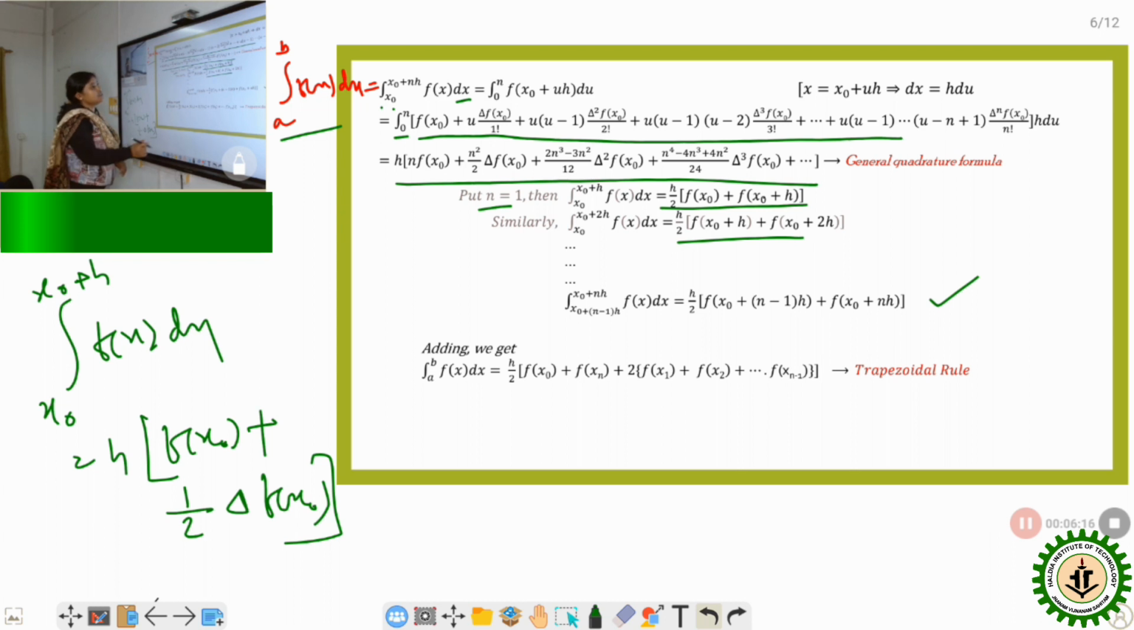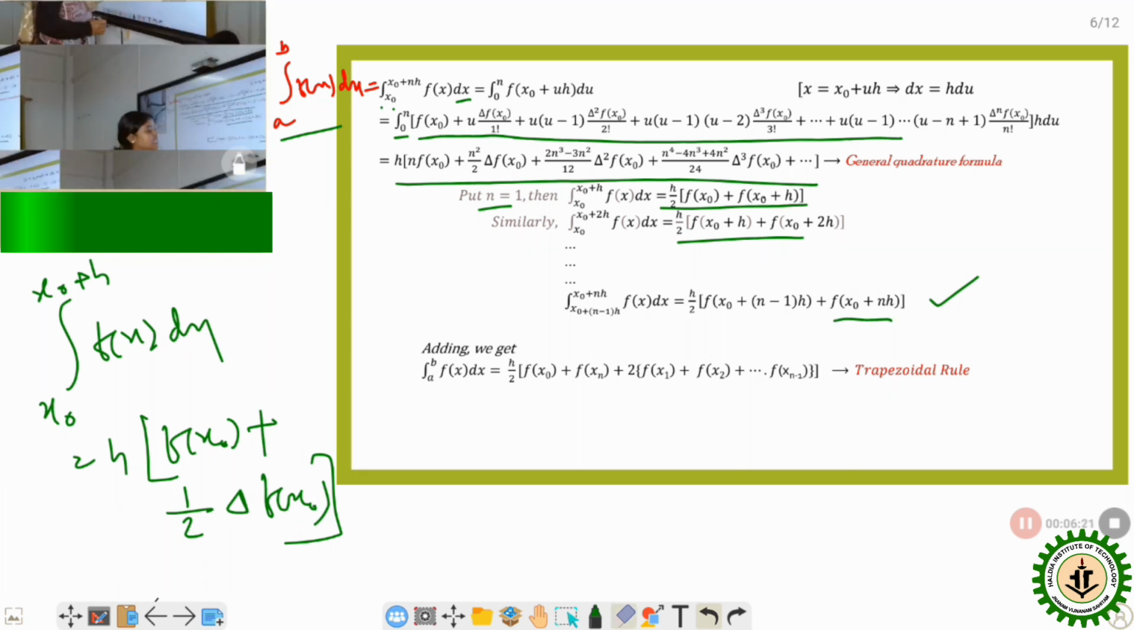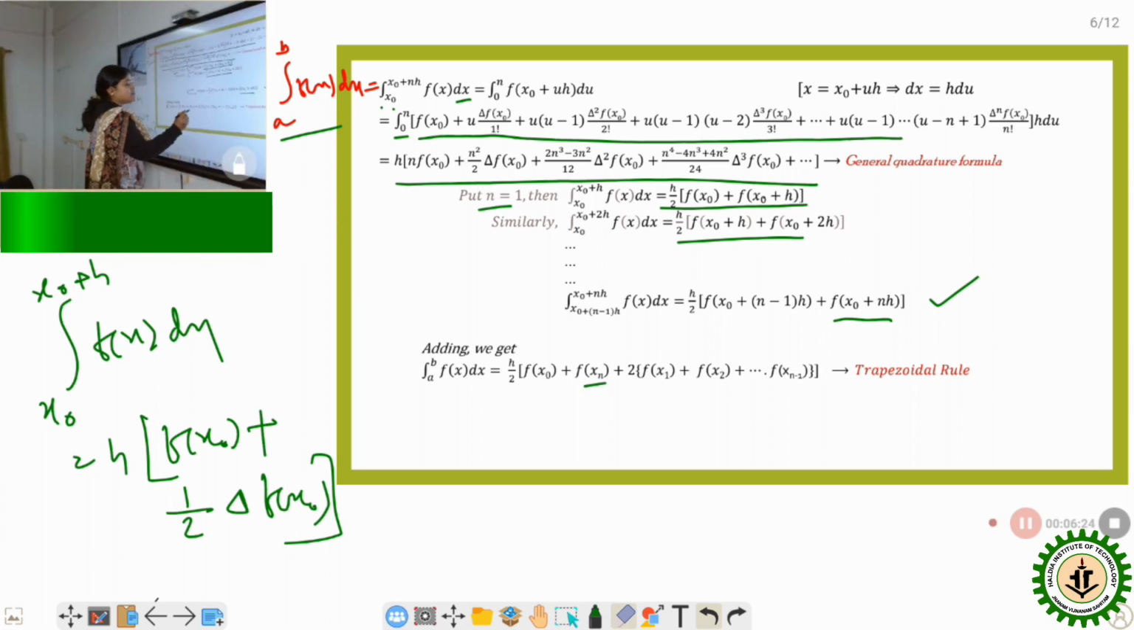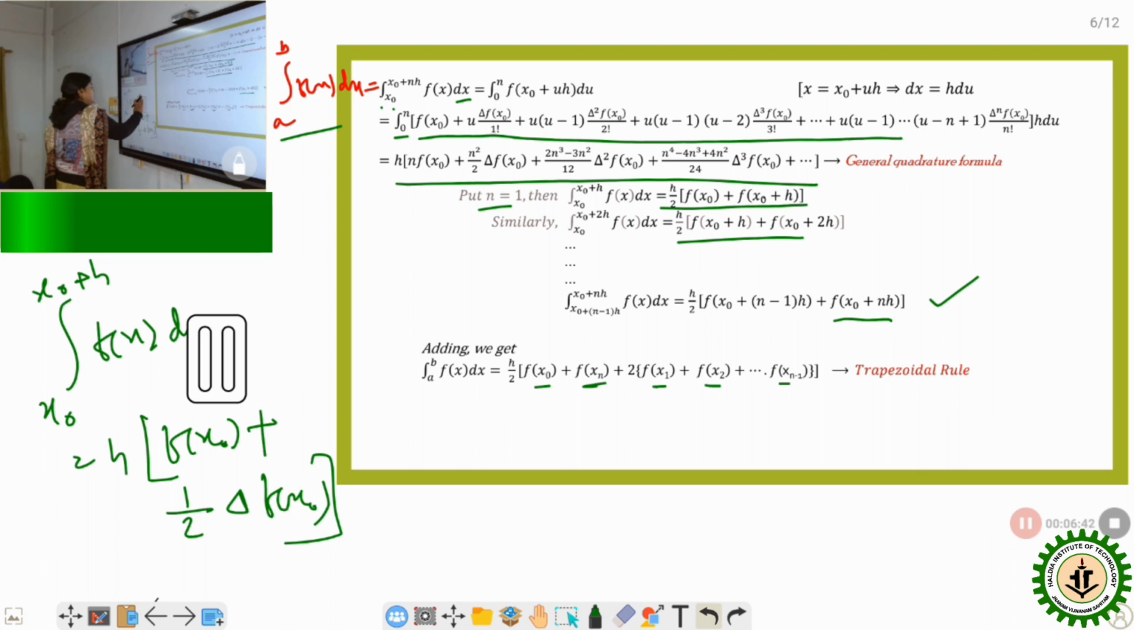We will get f(x0) and f(x0 + nh) once. f(x0 + nh) is nothing but f(xn). So f(x0) and f(xn) come once, and the rest come twice. That means f(x1), f(x2), ..., f(xn-1), the sum of all this into 2, we will get. So this will be the trapezoidal rule, right?